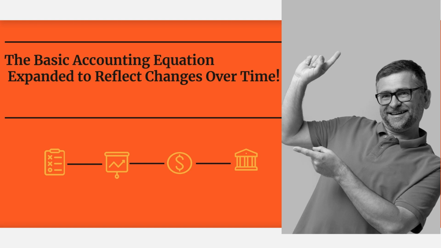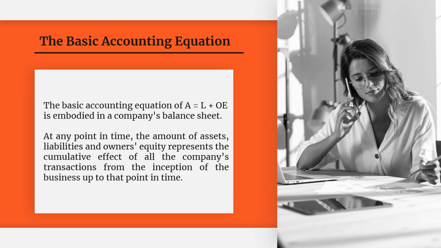I want to now take this basic accounting equation, which we've been discussing, and expand it to reflect changes over time. As we've discussed, the basic accounting equation of assets equals liabilities plus owner's equity is embodied in a company's balance sheet. That's one of the general purpose financial statements. At any point in time, the amount of assets, liabilities, and owner's equity represents the cumulative effect of all the company's transactions from the inception of the business up to that point in time.